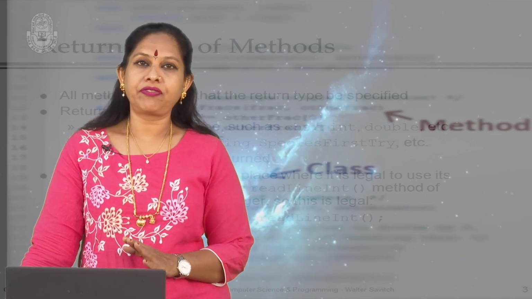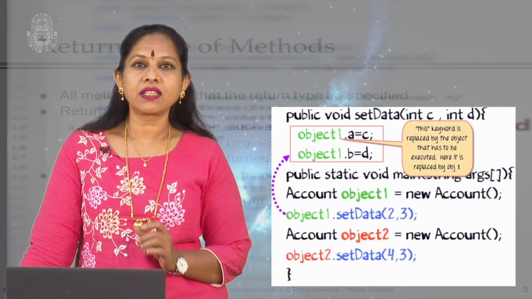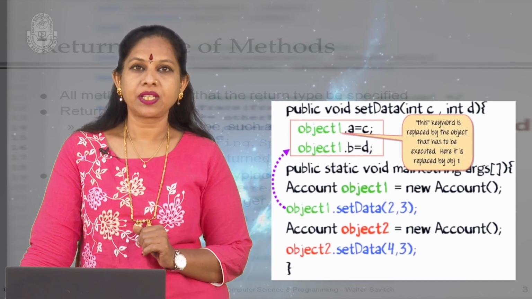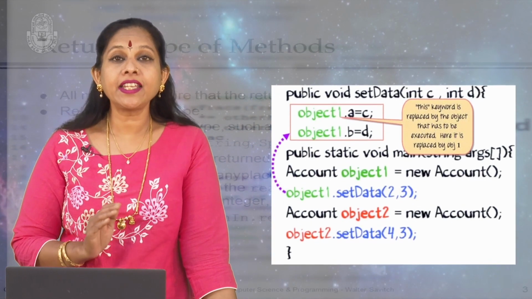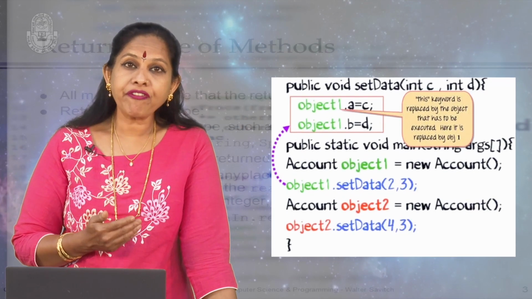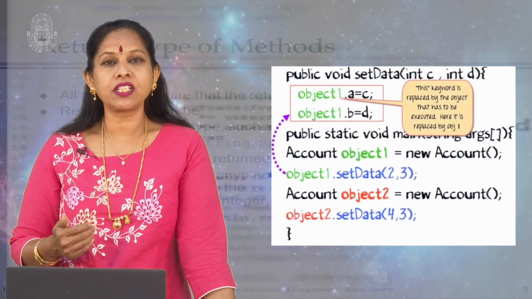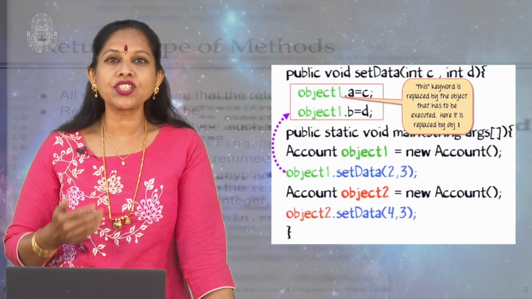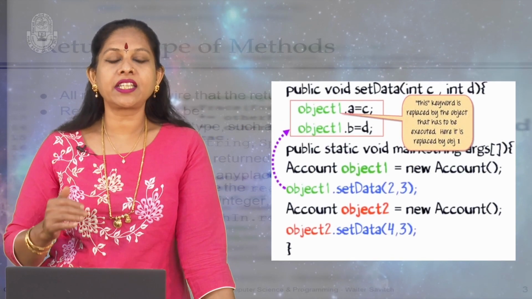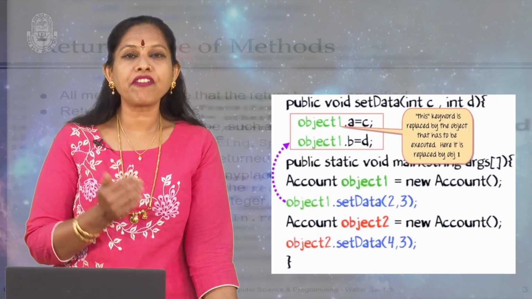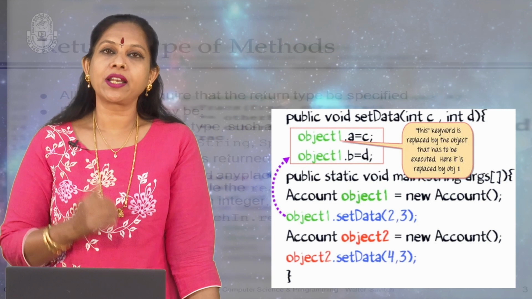The this keyword. A special reference value called this is included in Java. The this keyword is used inside any instance method to refer to the current object. The value of this refers to the object on which the current method has been called. This keyword can be used where a reference to an object of the current class type is required.